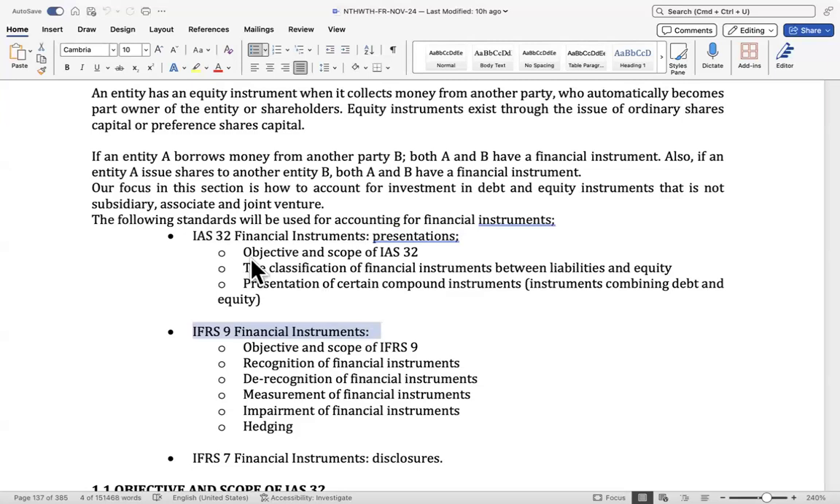Today, we'll quickly discuss some part of IAS 32 that talks about the objective and scope of financial instruments, how you classify a financial instrument into liability and equity, and how you present compound financial instruments. While IFRS 9 would focus on recognition, derecognition, and measurement. Impairment and hedging is beyond the scope of your syllabus. IFRS 7 is beyond the scope of ICAN. ICAN doesn't even look at it, but it exists.